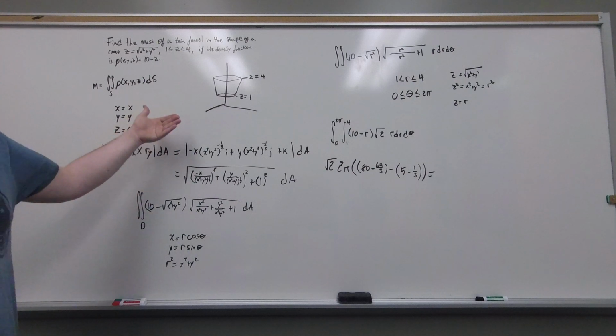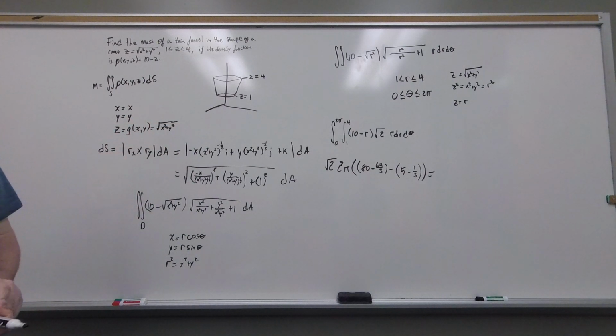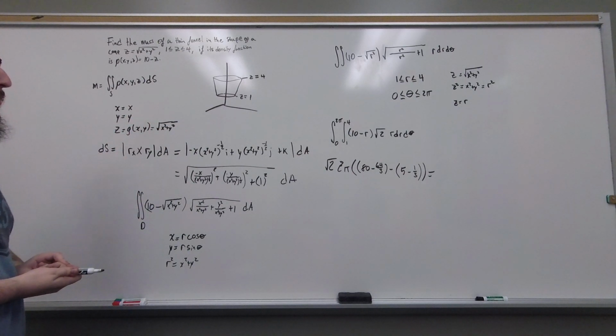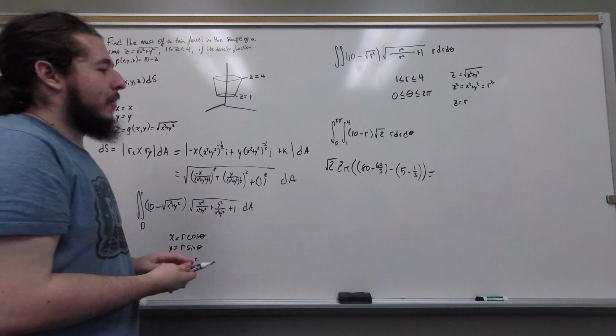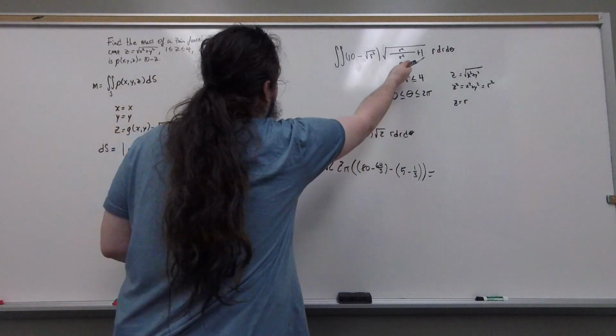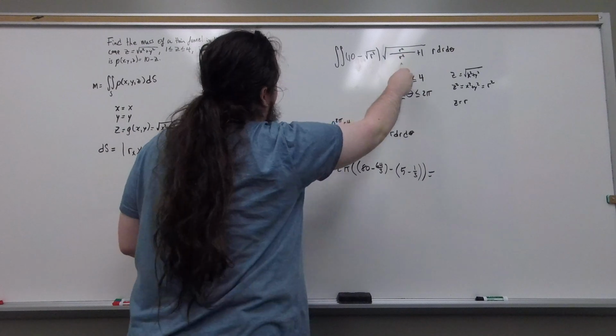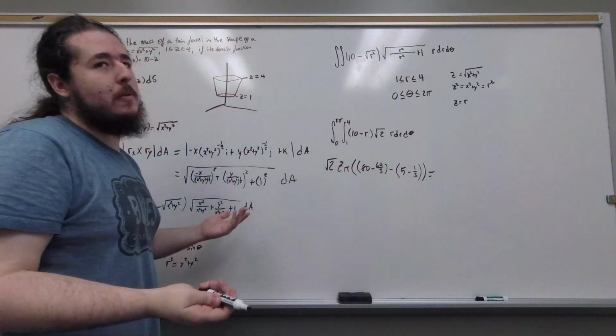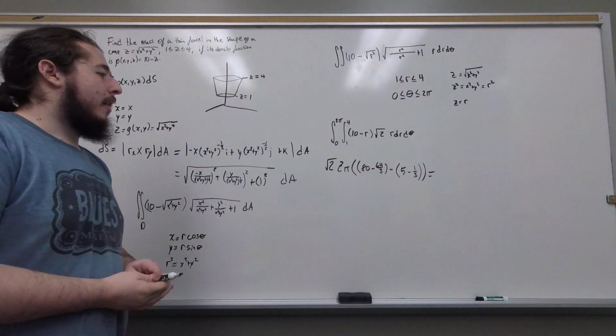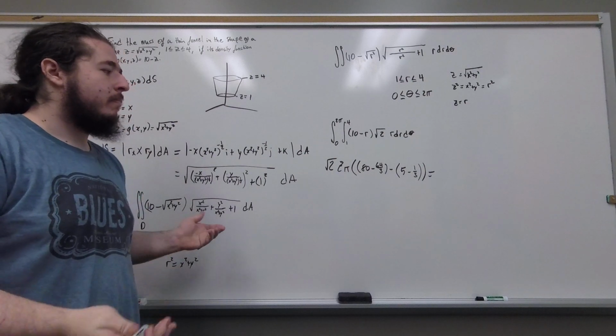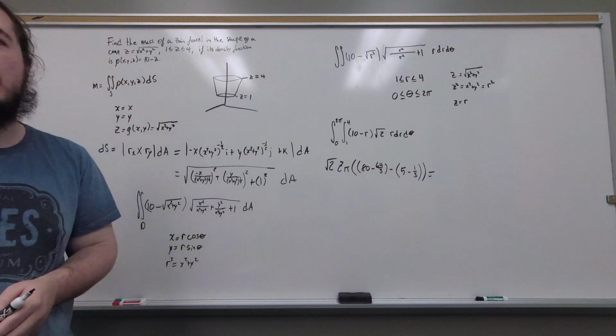And here are all of the steps we took in getting there. You might be wondering where this root 2 came from. It's right here: r squared over r squared is 1, plus 1 is 2, root 2. So that just about covers how we found this mass.